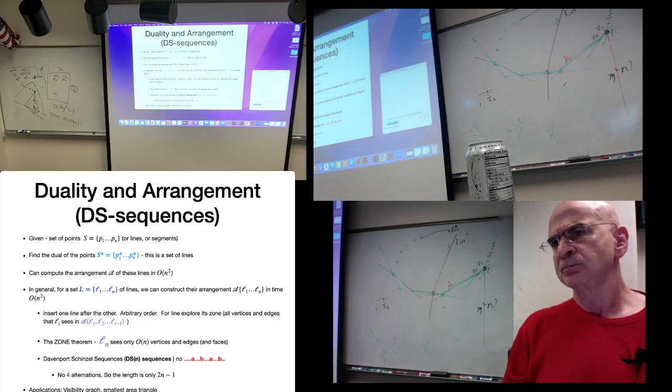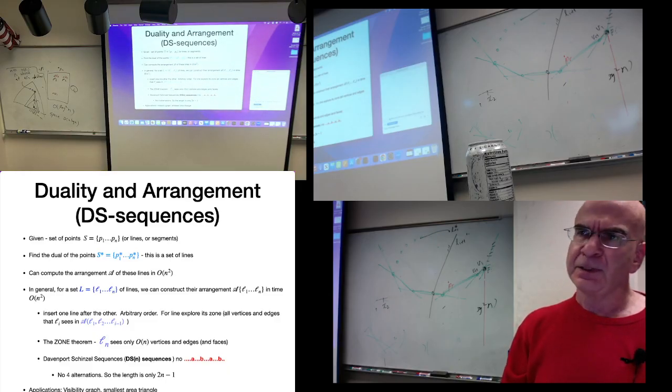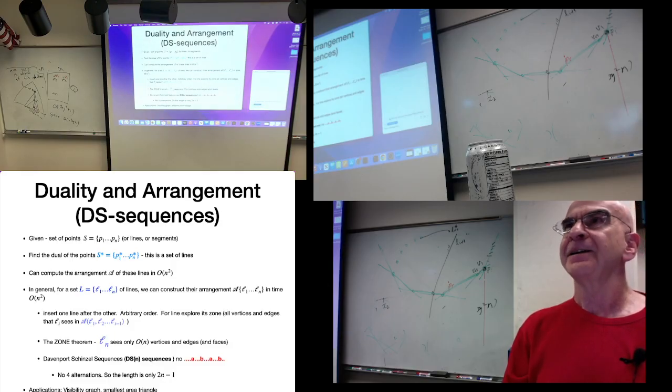Wait, so this will be O of n log n? If they are given when the order is given, if they are given when the slope is sorted, then it's linear.